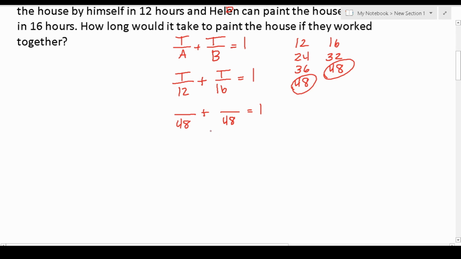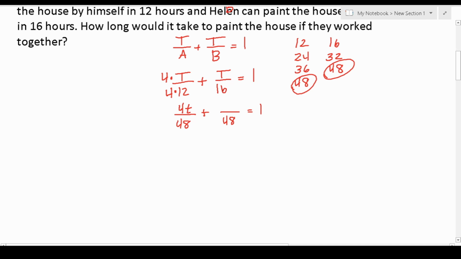Now, in order to rewrite this fraction, that is t over 12, to be over 48, you can see that we have to multiply 12 by 4. And what we do to the denominator, we also have to do to the numerator as well. 4 times 12, of course, is 48. 4 times t is 4t.